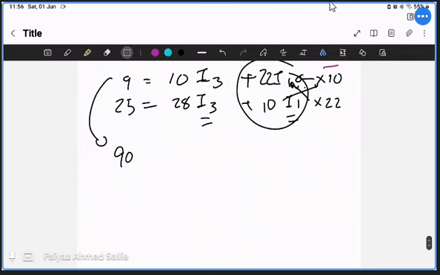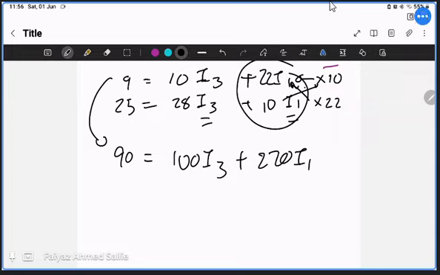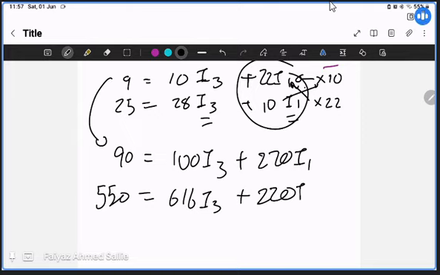Okay, so we have 90 equals 10 times 10 is 100 I3, plus 22 times 10 is equal to 2051. So now 25 times 22 is equal to 550, equals 28 times 22 is equal to 61653, and then 10 times 22 is equal to 220 I1.